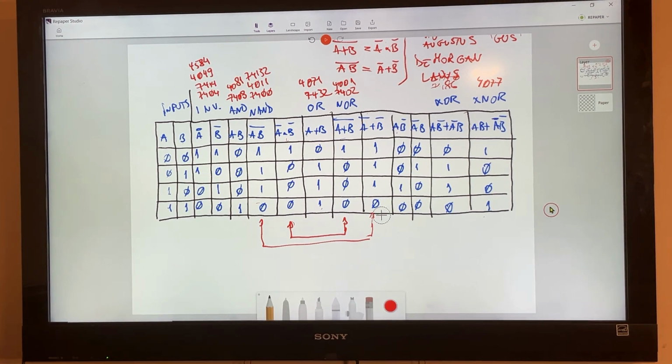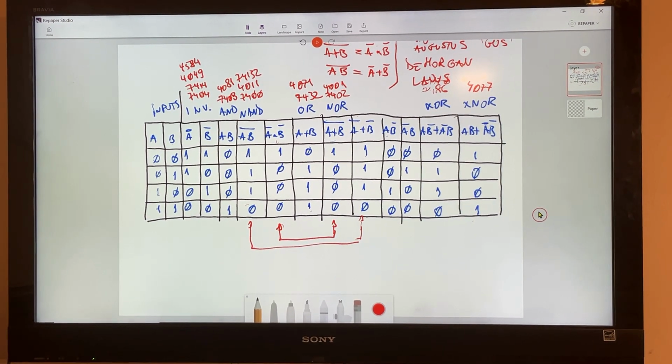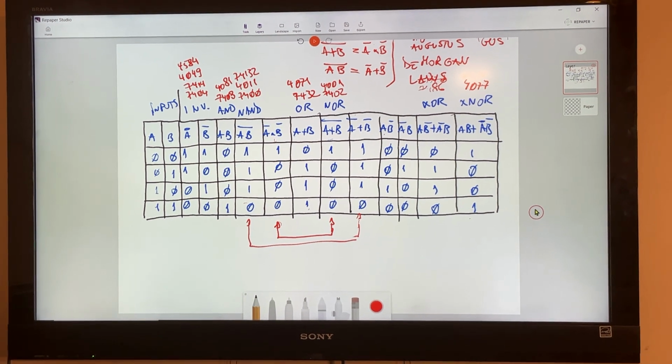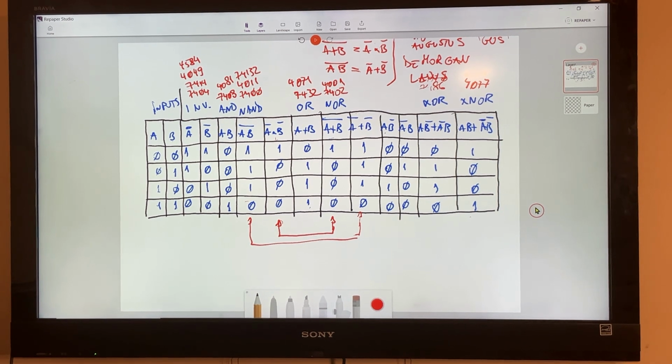So far so good. So in the next video, we're going to analyze, we're going to use the De Morgan laws in order to see how they work.